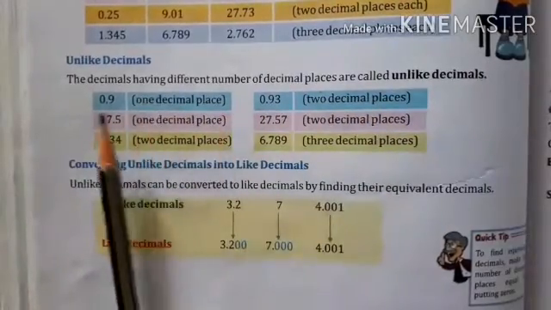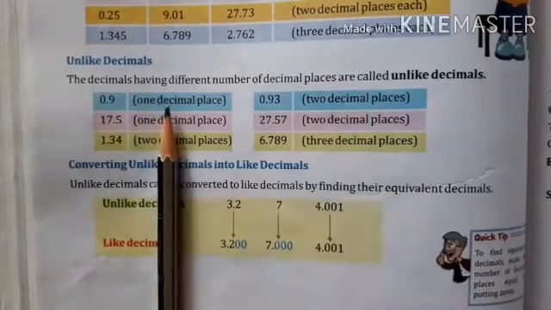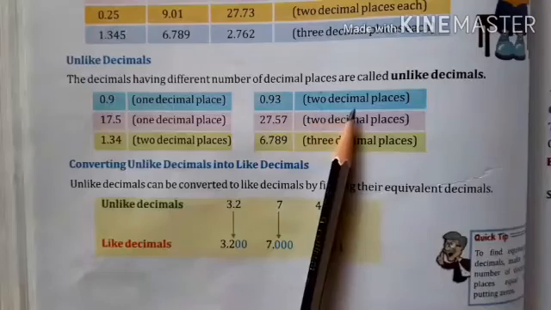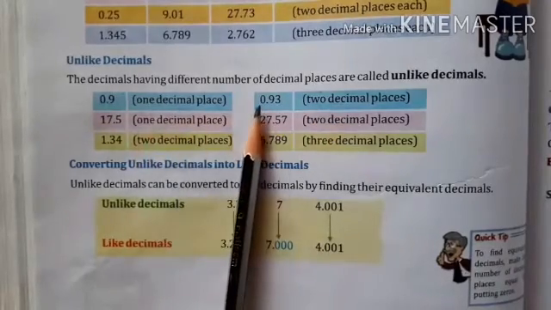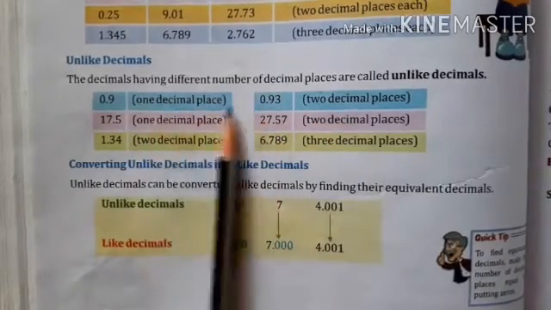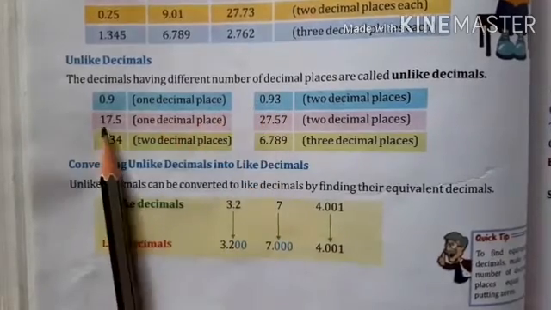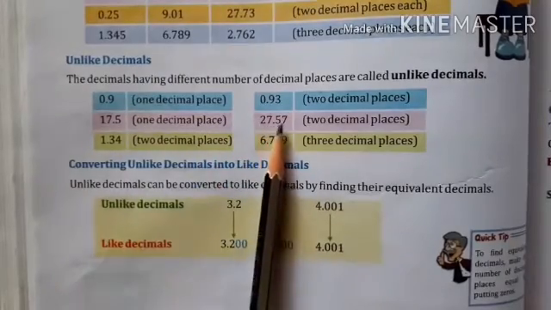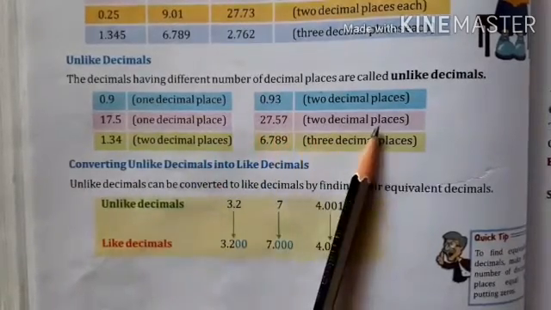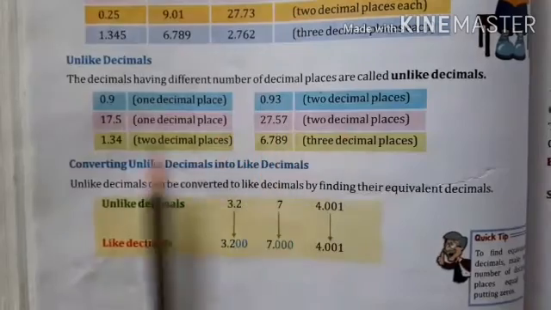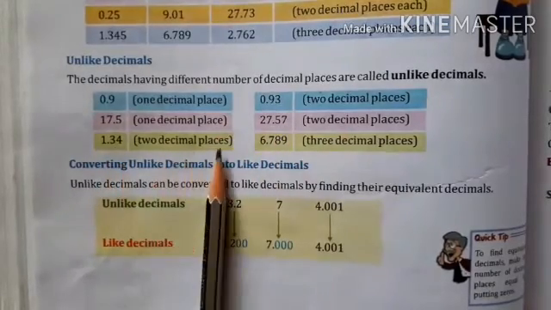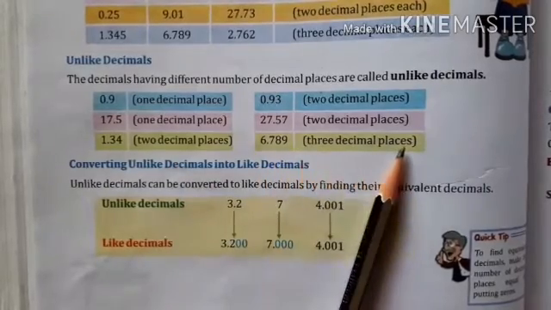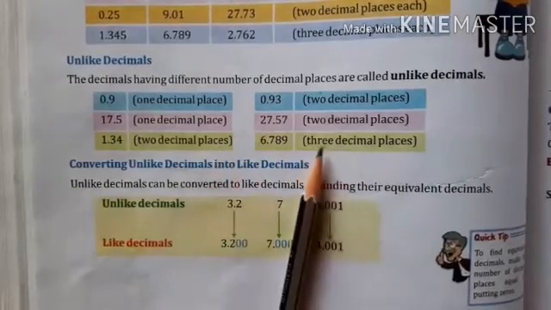Look at here students, 0.9 has 1 decimal place, and 0.93 has 2 decimal places. So these decimals are unlike decimals because they have a different number of decimal places. 17.5 has 1 decimal place, 27.57 has 2 decimal places. So these are unlike decimals. 1.34 has 2 decimal places, and 6.789 has 3 decimal places. So these are called unlike decimals.